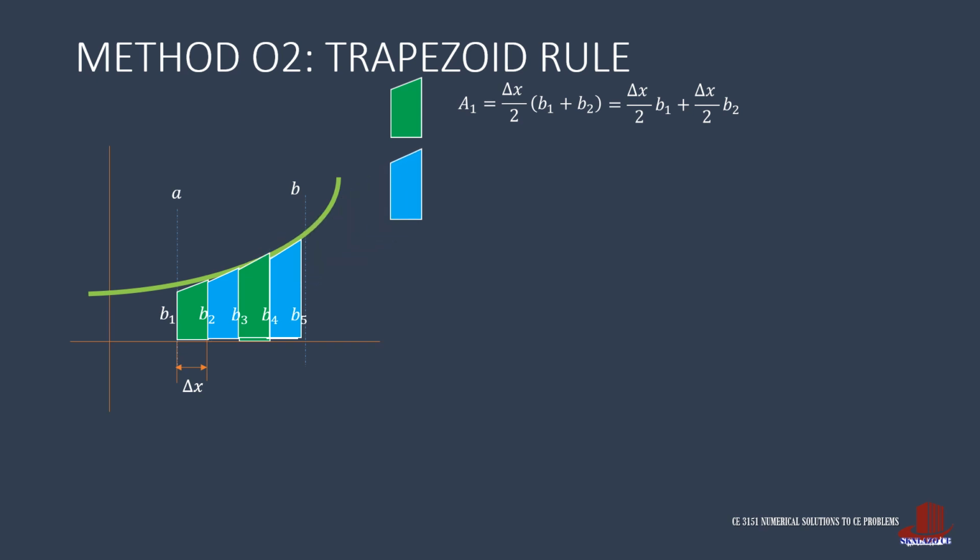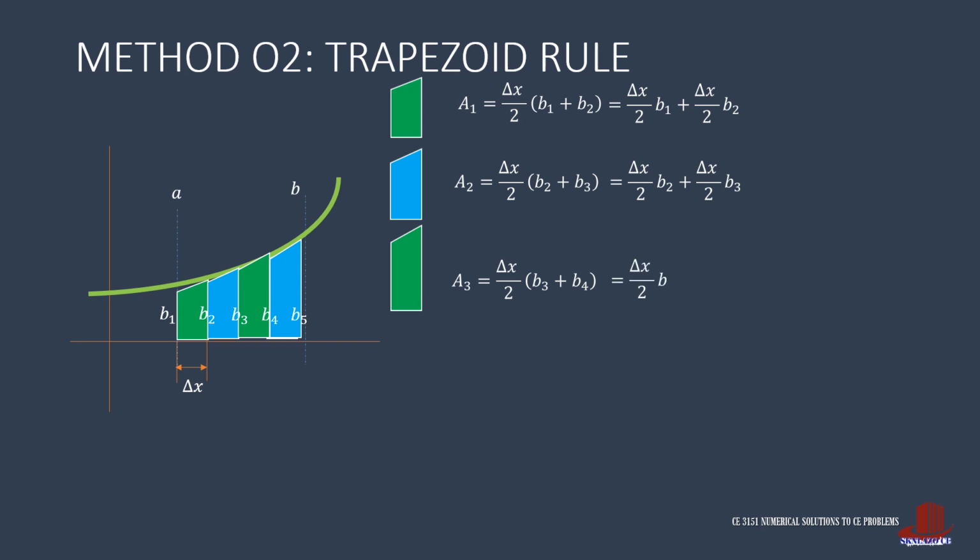The next trapezoid has an area of delta x over 2 times B2 plus B3. The third trapezoid also has an area of half of delta x times B3 plus B4. This is simplified as half of delta x times B3 plus half of delta x times B4. The same is noted with the fourth area. A4 is then delta x over 2 of B4 plus B5, which becomes half of delta x times B4 plus half of delta x times B5.